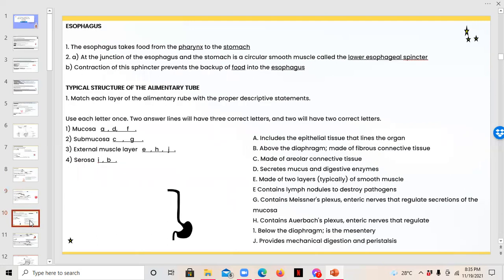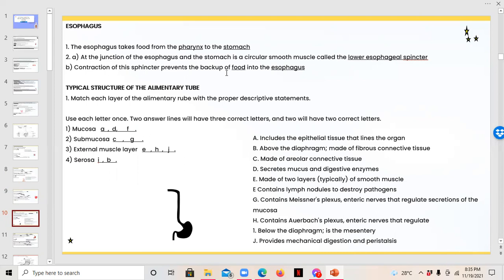Esophagus. Informally known as the food pipe or gullet. It is an important part of the digestive system and your digestive tract. Number 1. The esophagus takes food from the pharynx to the stomach. Number 2, letter A. At the junction of the esophagus and the stomach is a circular smooth muscle called the lower esophageal sphincter. Letter B. Contraction of this sphincter prevents the backup of food into the esophagus.